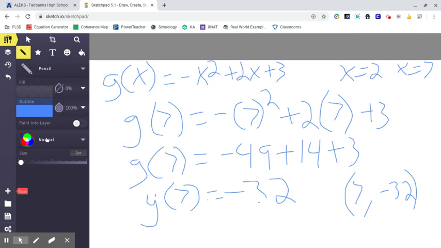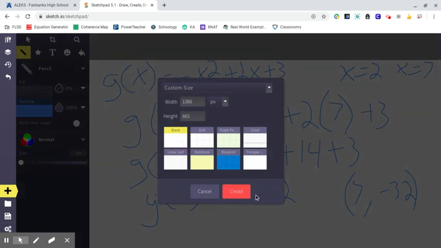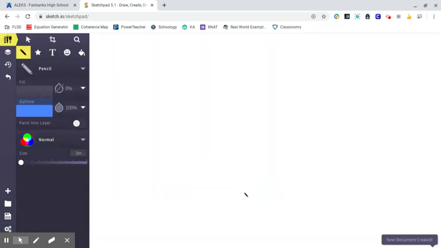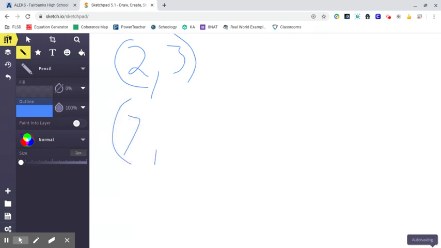Now we're just going to use that information. All right, so we figured out that when x is 2, y is 3, or when the input is 2, the output is 3. We figured out that when x is 7, y is negative 32. All right, so to find the average rate of change, we're essentially just trying to find the slope. We're trying to find the rate of change between those two input values.